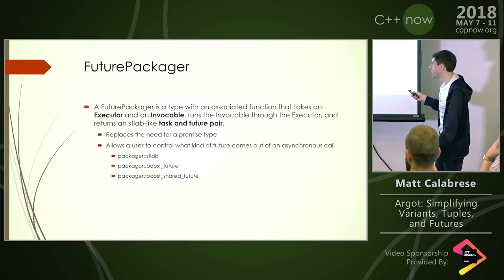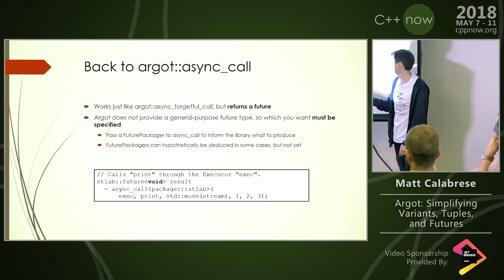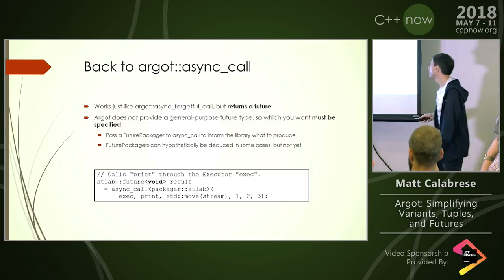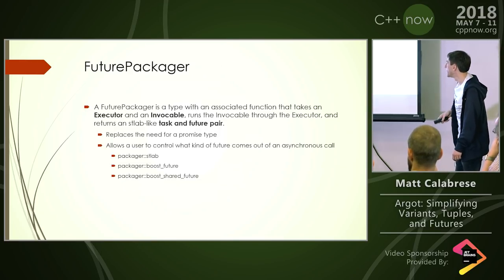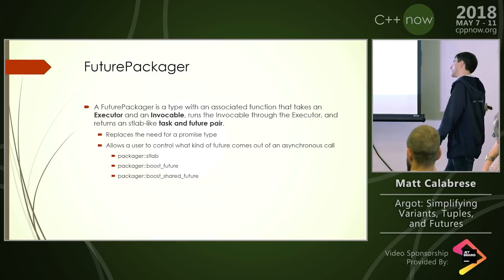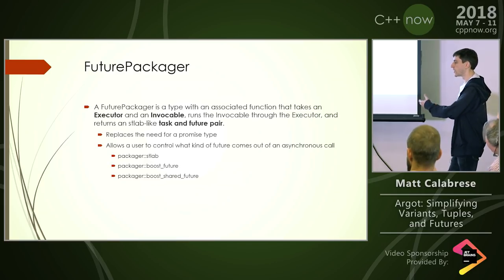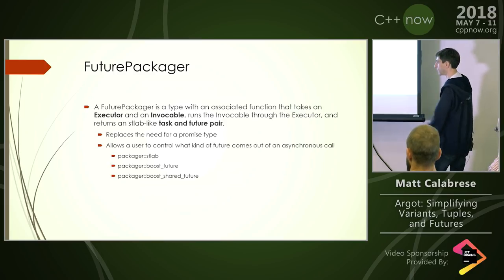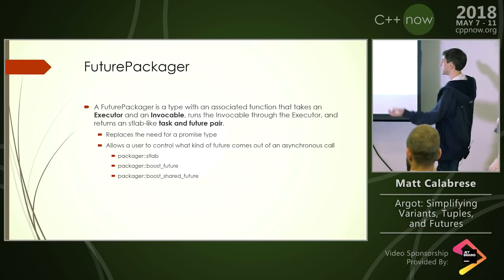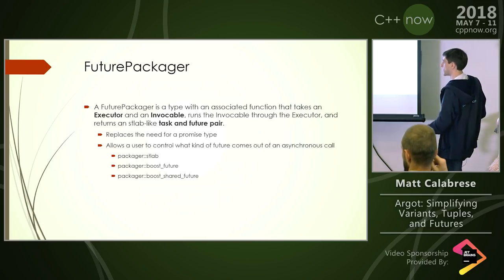So I'm going to talk a little bit more about future packager, which was this argument right here. You can pass anything that models the future packager concept to this as a template argument. All that a future packager is, is a type with an associated function that takes an executor and an invocable. When you call it, it spits back out basically a pair of a task and a future. It replaces the need for a promise type, but it's basically isomorphic to using a promise and a separate future. It provides all the same functionality overall.